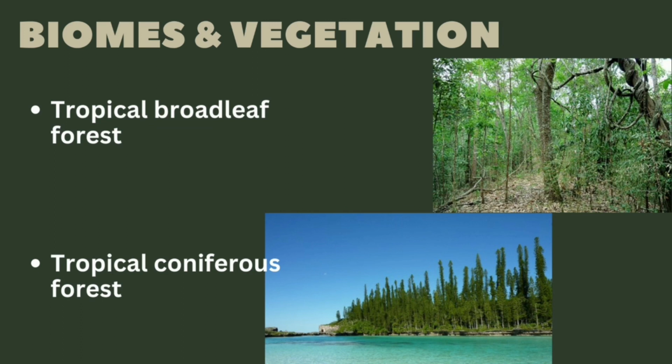The next one is the tropical coniferous forest, wherein it contains evergreen trees that bear cones. Pine grows in this biome, along with spruce, fir, and tamarack. In much of the northern forest, the conifers mingle with deciduous trees, particularly aspen, birch, sugar maple, and basswood.